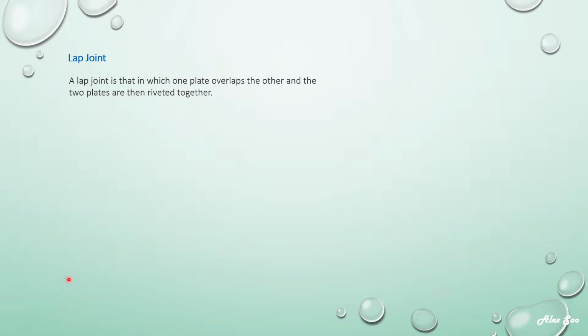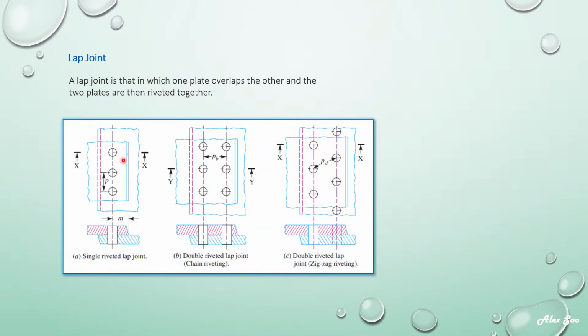Then we have the lap joint. A lap joint is one in which one plate overlaps the other and the two plates are then riveted together. This is an example of lap joints, 1, 2, and 3. The first one is called a single riveted lap joint. When you refer to this column here, you can consider this as a single riveted lap joint.